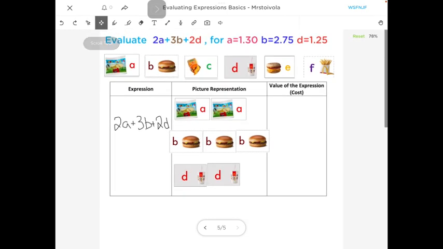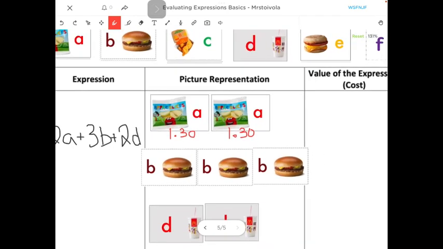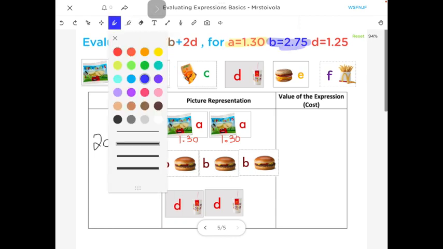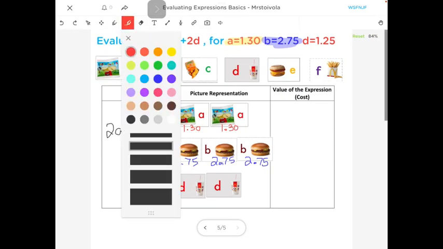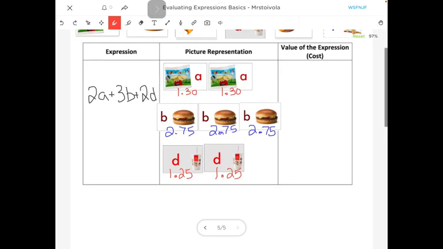This time, the menu says that each apple bag, so that's first, is $1.30. I'll write that in. $1.30, $1.30. Each burger is $2.75. $2.75, $2.75, $2.75. And the last one, each drink is $1.25. $1.25, $1.25. How much am I going to pay for this entire meal?